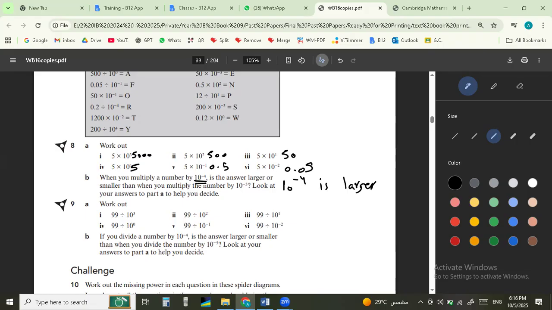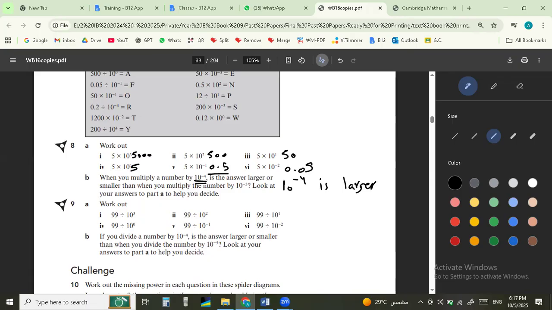How do I know? Well, they're asking you to look at your answers to part A. Which one is larger, the answer of V or the answer of VI? When I multiplied by 10 to the power of negative 1, or when I multiplied by 10 to the power of negative 2? Yes, multiplying by 10 to the power of negative 1 is larger. 0.5 is larger than 0.05. Because negative 1 is greater than negative 2, definitely the answer for 10 to the power of negative 1 is greater than the answer for 10 to the power of negative 2.